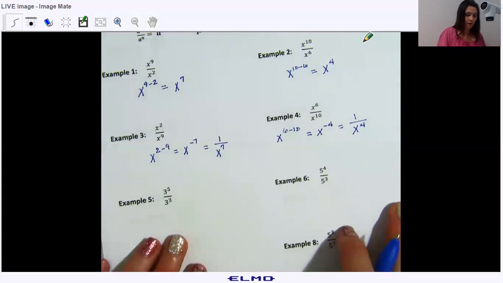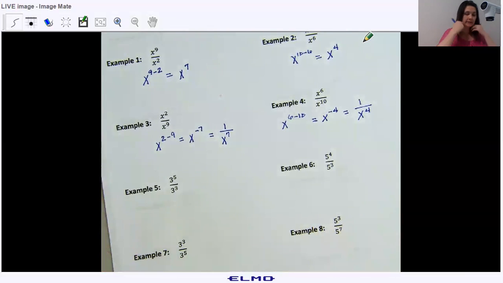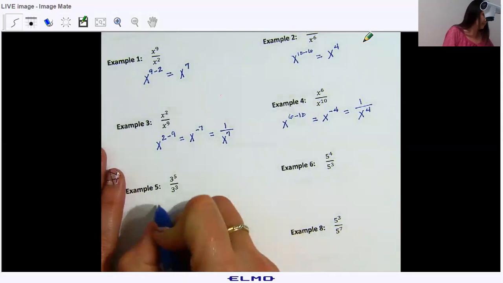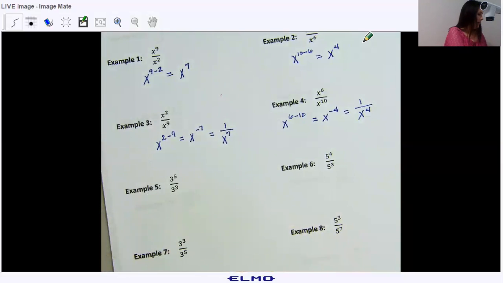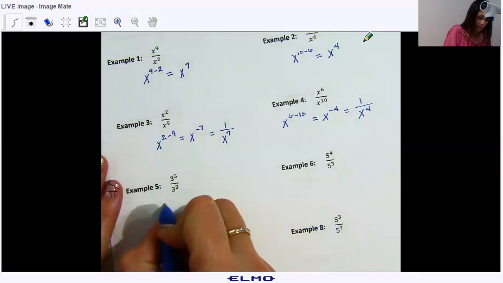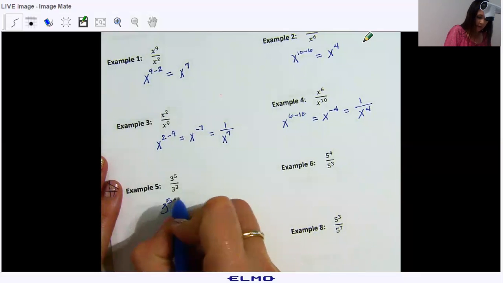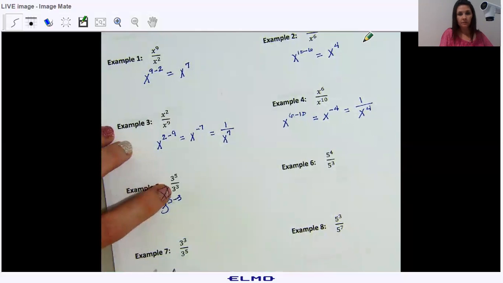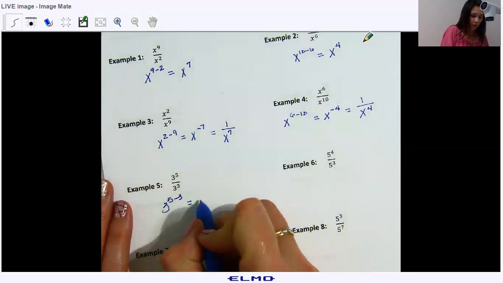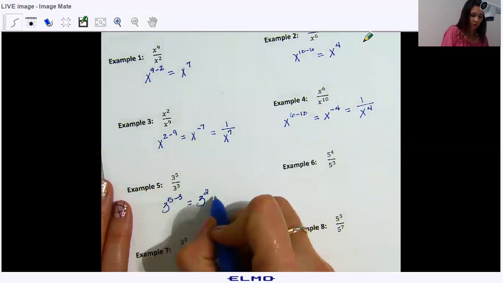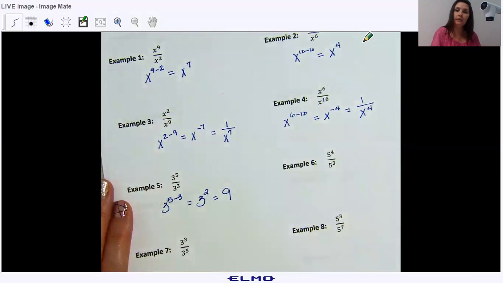Okay. All right, so now, instead of our terms being variables, our terms will now be numbers. And you will have to simplify these all the way out. What that means is that you will have to figure out what the answer is. So for example, we have 3 to the power of 5 minus 3. Since these two terms are the same, we can leave them there. We can leave it as 3. And so we end up with 3 to the power of 2, which is 3 times 3, and that is 9.